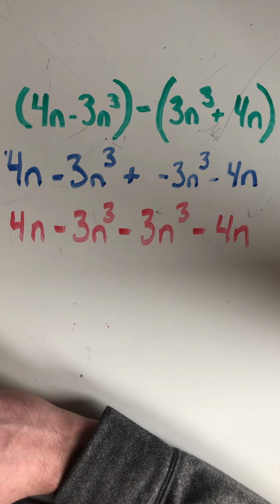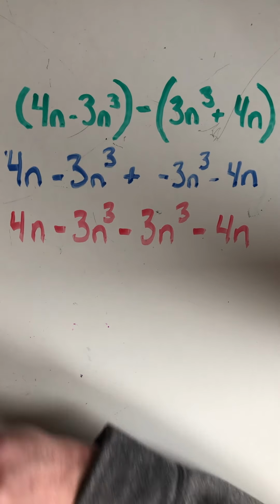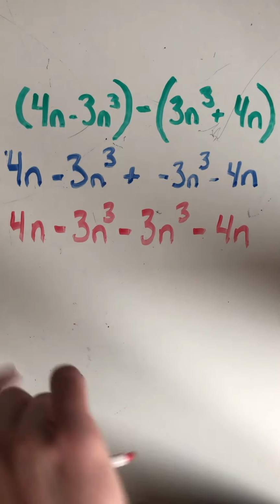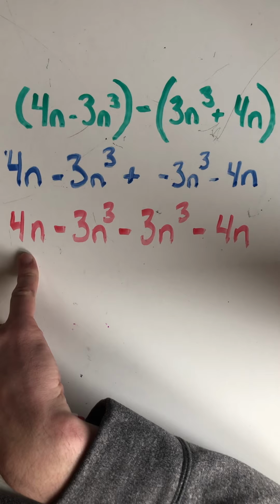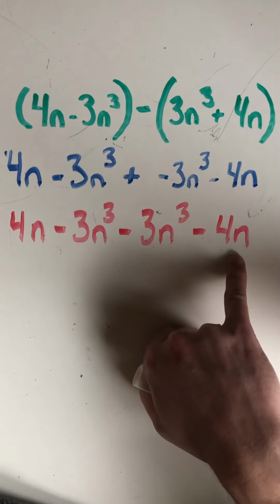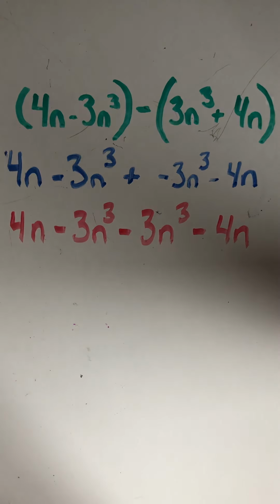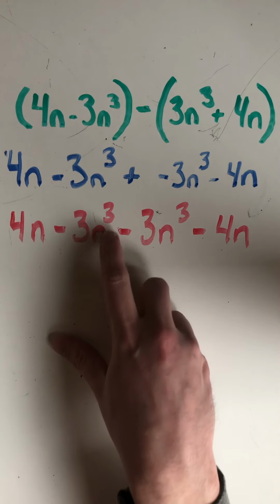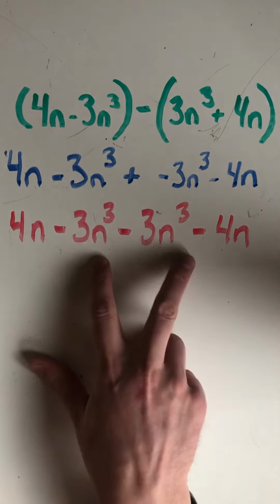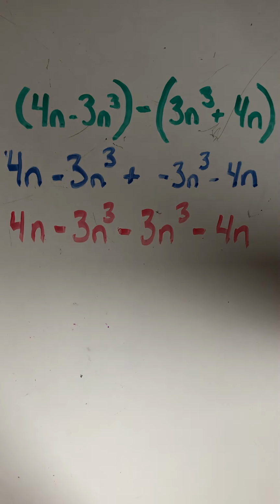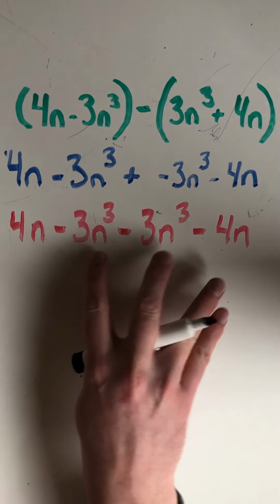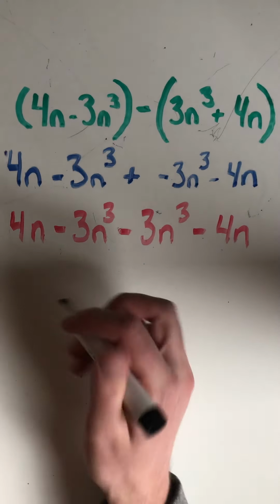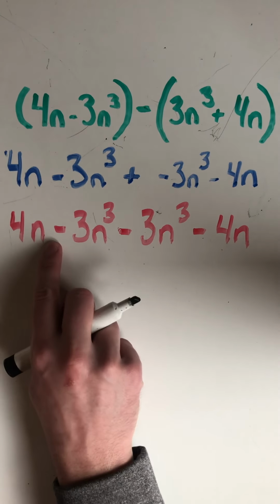Now I need to think about combining like terms. So I have a positive 4n and a negative 4n. And I have like terms here, n to the third. So what makes it a like term is that it's to the same exponent. So now I'm just going to rearrange these in descending order. I'm going to bring all of my high exponents to the front, keeping the piece with them, keeping the sign that's in front of them.